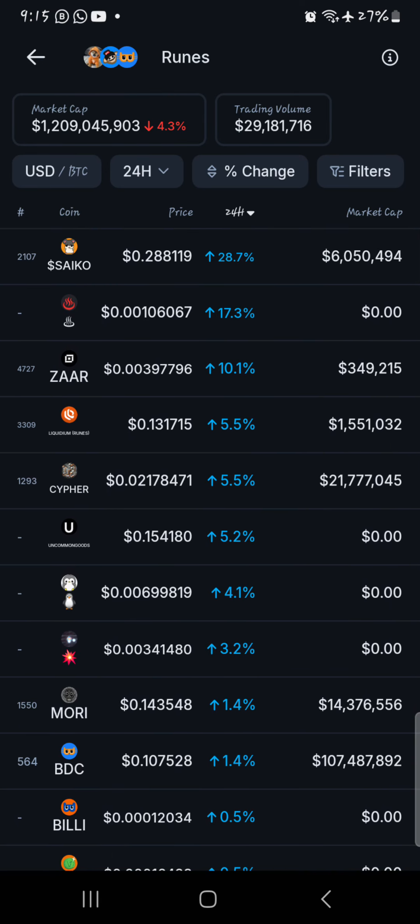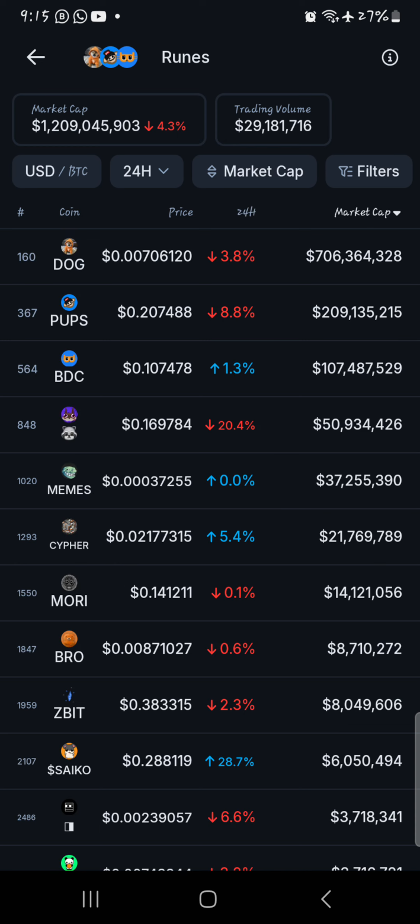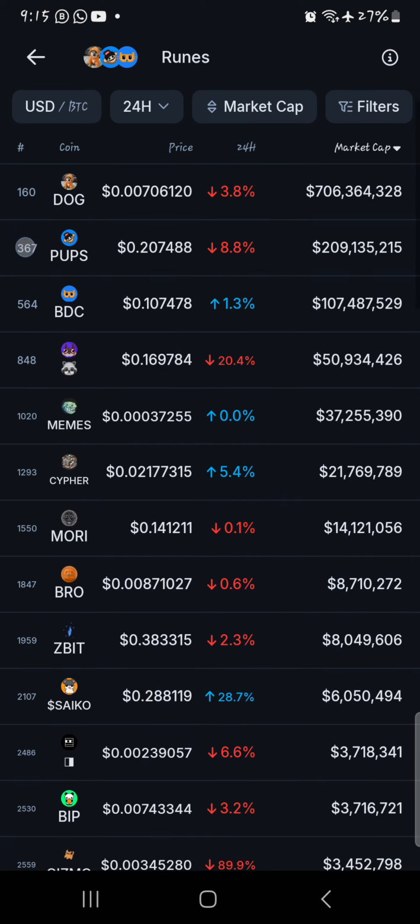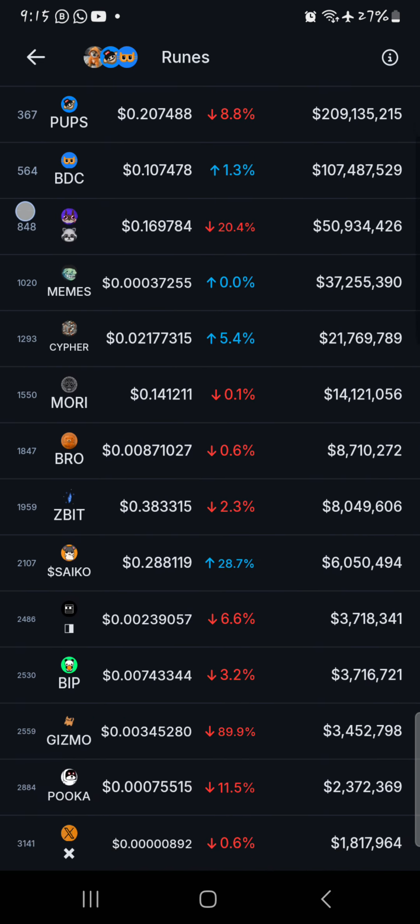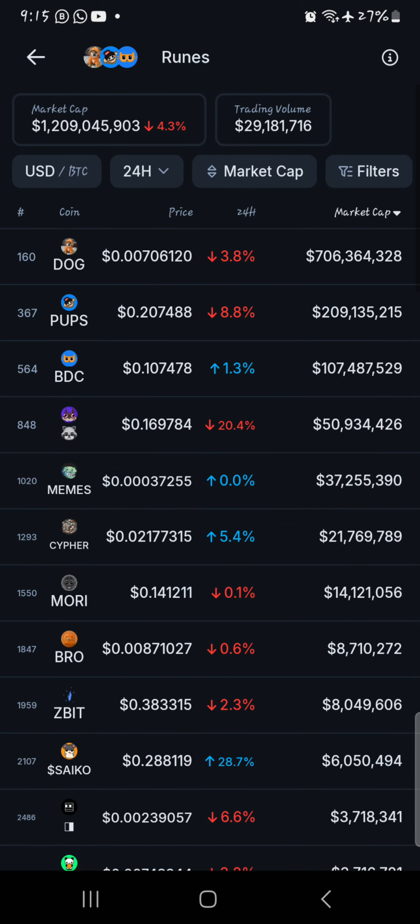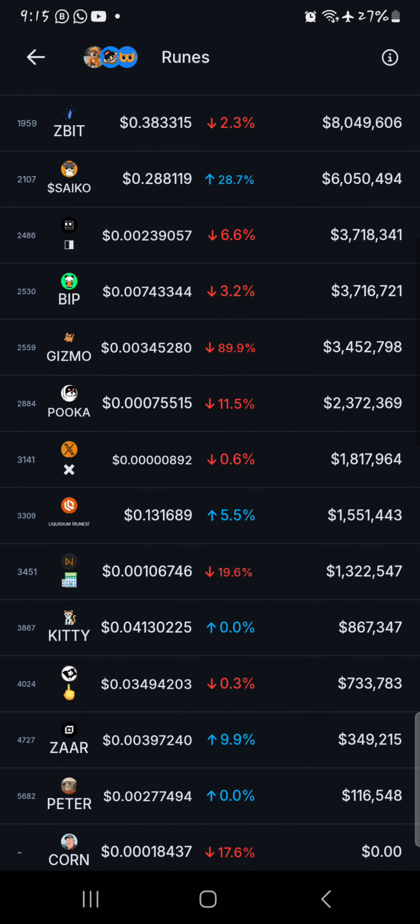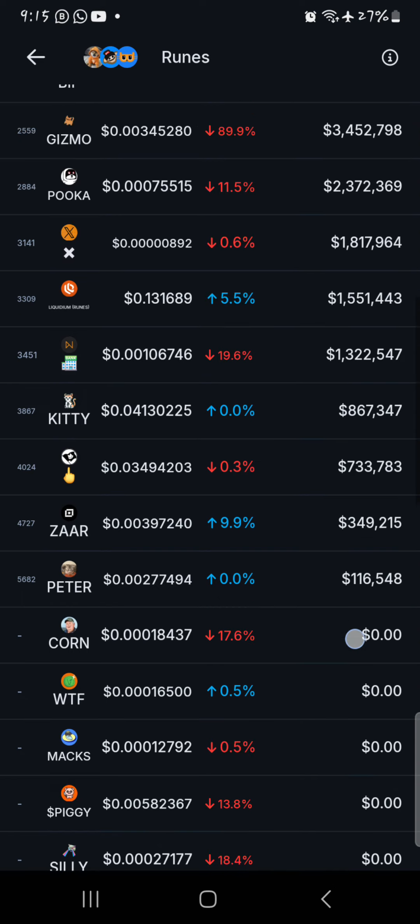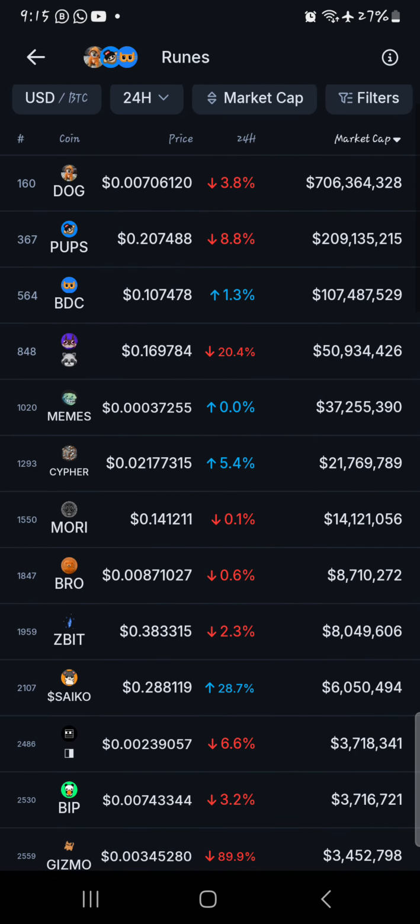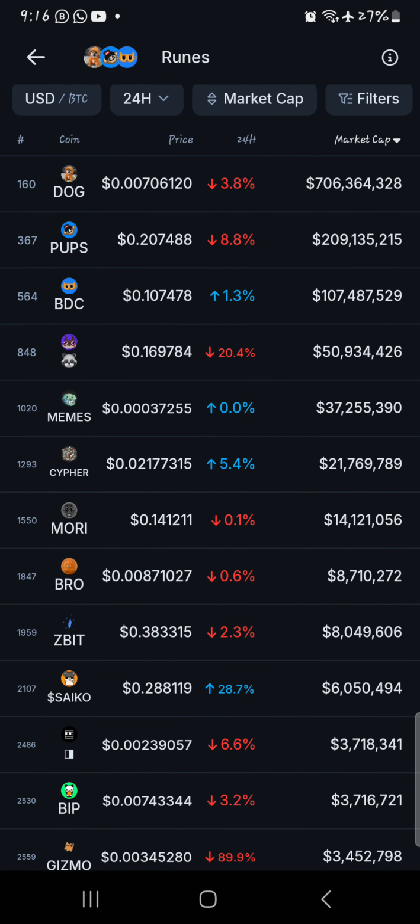But which ones have the better market cap? Dog, then Pops, BDC. So you know that this is on Bitcoin, don't forget that. So you definitely know that these things will be trading at billions. So these ones you are seeing at 1 million, 1.5, less than that. Some of these tokens would eventually trade at over a billion. It's just a fact.